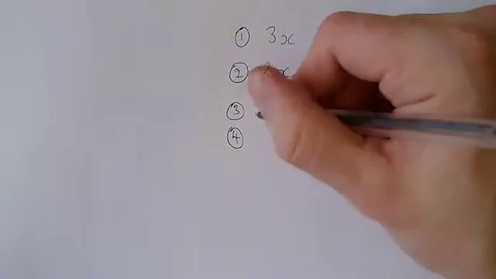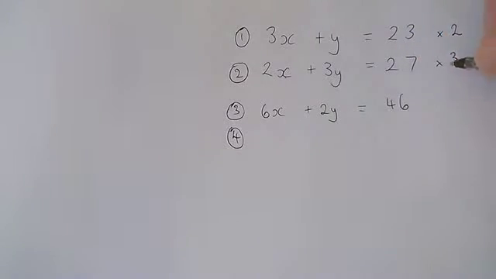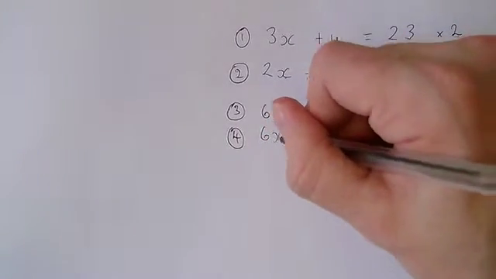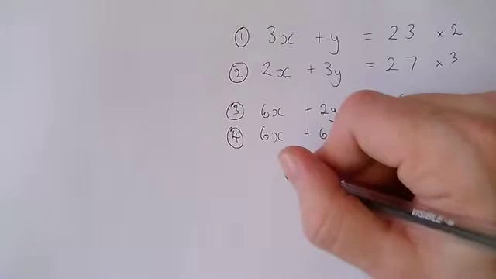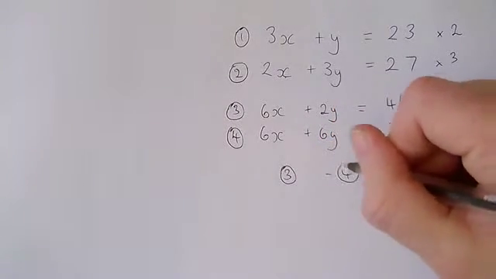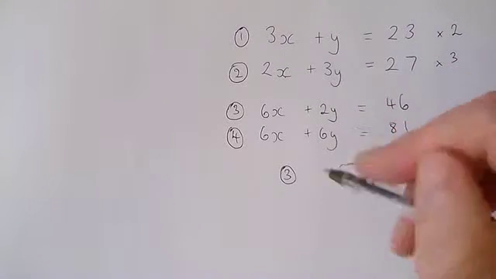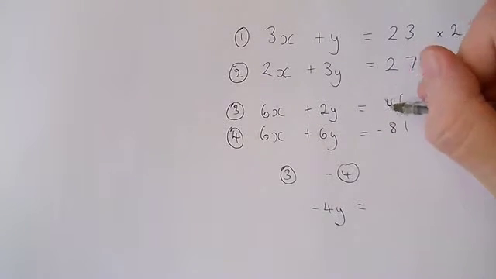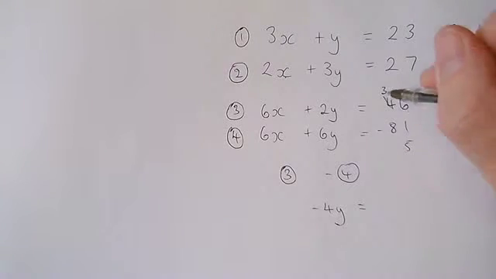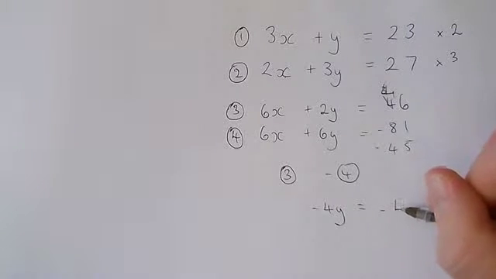So I'm going to double everything here, so I get 6x plus 2y equals 46, and I'm going to triple everything here. So that's going to be 6x plus 6y is equal to 81. I'm then going to do 3 take away 4. 6x take away 6x is gone, it's nothing. 2y take away 6y is minus 4y. And then 46 take away 81 is minus 35, so that's minus 35 there.